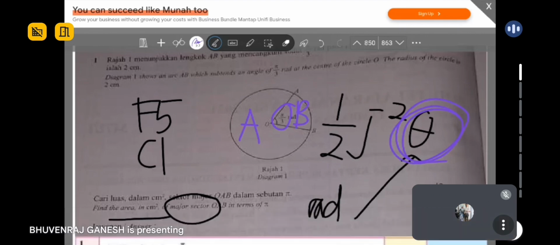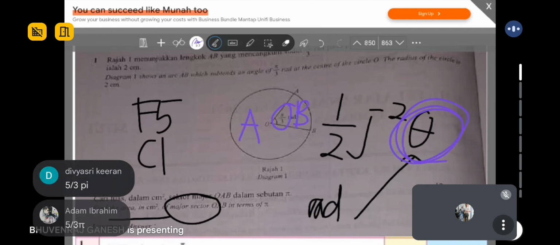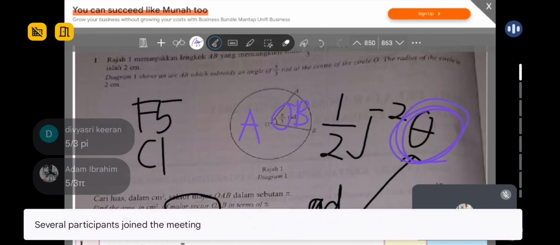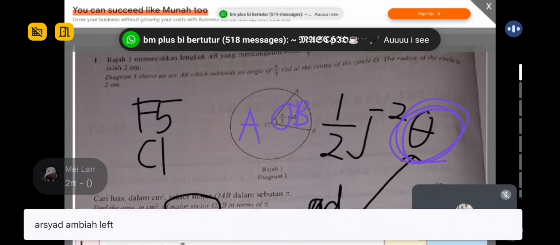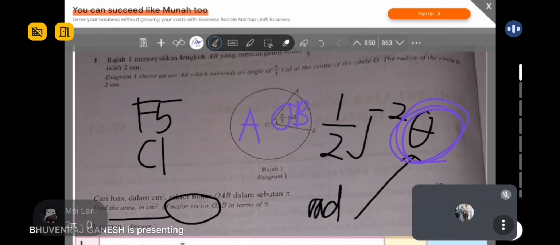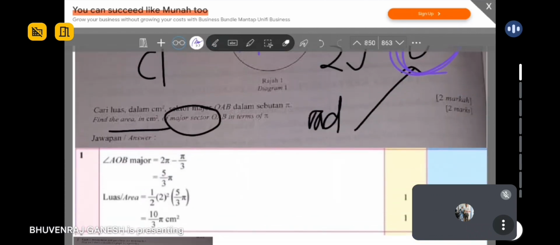So how do we find the major angle? Or can you tell me the answer? Boleh bagi jawapan untuk sudut major? Okay, very good. Pi over 3 pi. Correct. What is the radius over here, guys? Apa jejari? Yes, correct, Melan. The radius is 2 cm. The question already tells you. So you can count the answer already. Kamu boleh kira jawapan.